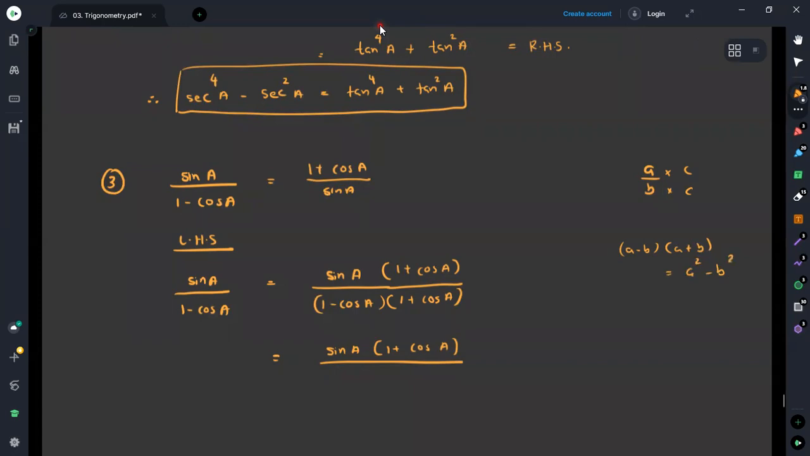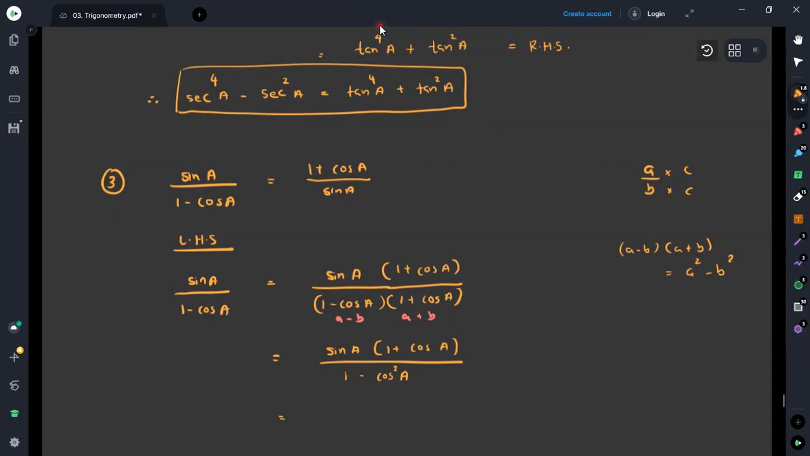Once you look at this quantity also, you can see that the same format is there. Here it is A minus B, which is 1 minus cosine A, and A plus B is 1 plus cosine A. A minus B into A plus B. Therefore, using the same concept, we get A squared minus B squared, which is 1 squared minus cosine squared A. This is what we are getting.